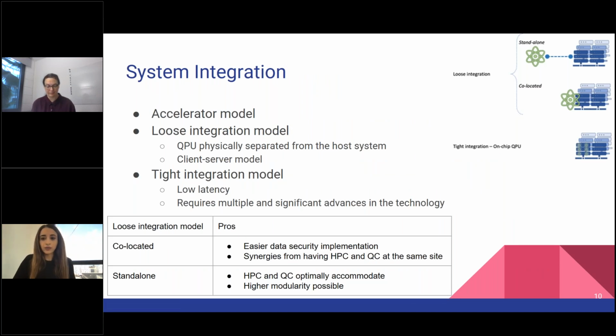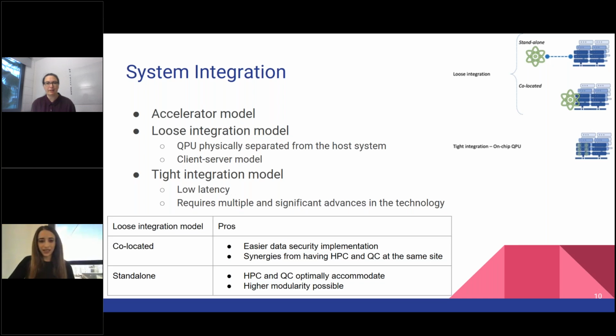So here I'll be talking about the integration of quantum system within HPC. We talk about QPUs, quantum processing units, in an analogy to CPU and GPU.